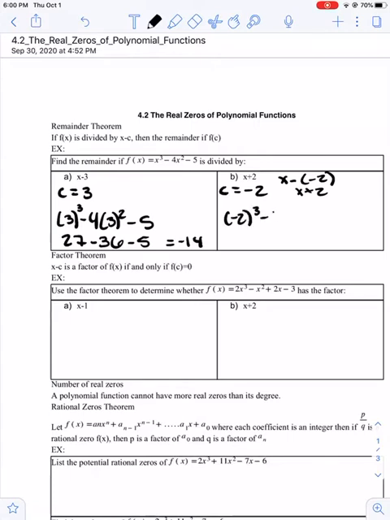So negative 2 cubed minus 4 times negative 2 squared minus 5. Negative 2 cubed is negative 2 times negative 2 is 4, 4 times negative 2 is negative 8. Negative 2 squared is 4. 4 times negative 4 is negative 16, minus 5. If you simplify this, you should get negative 29.